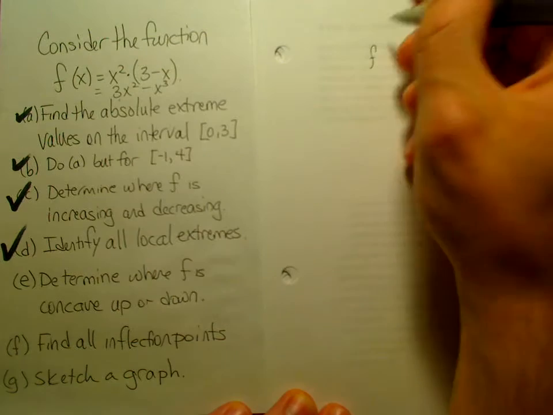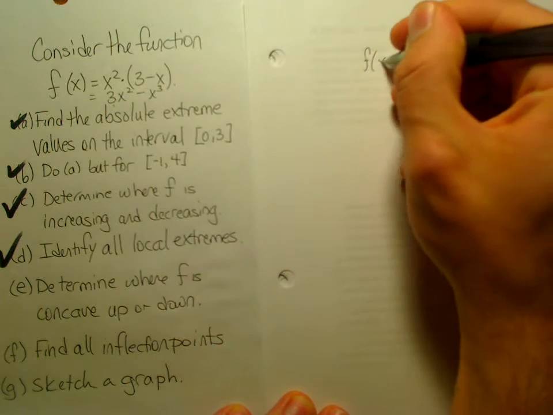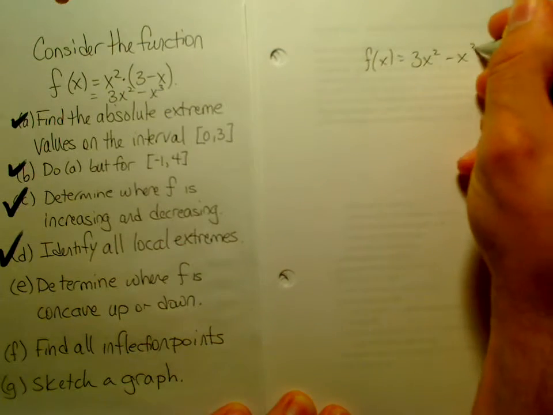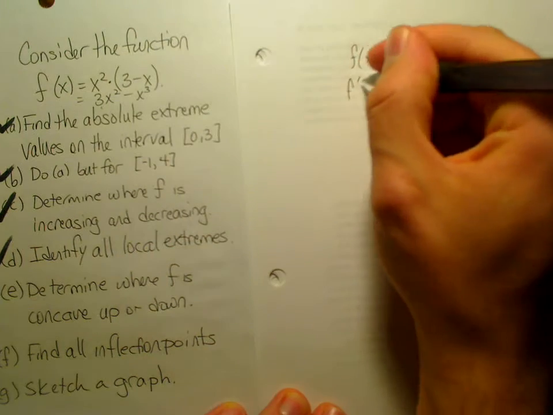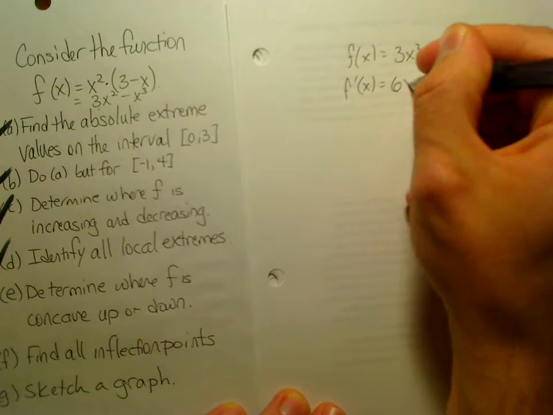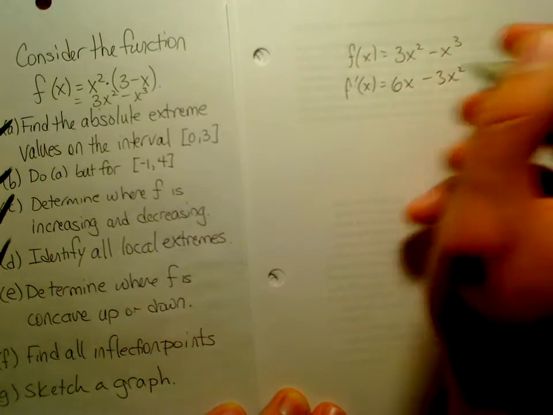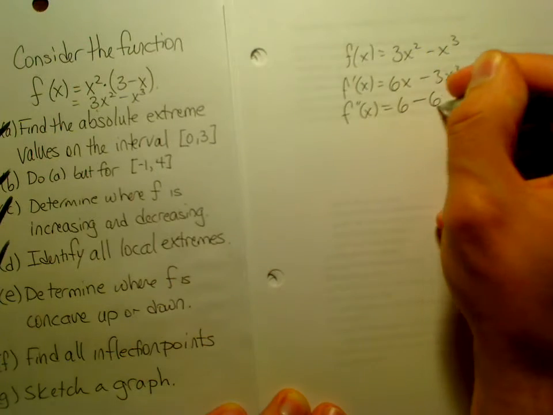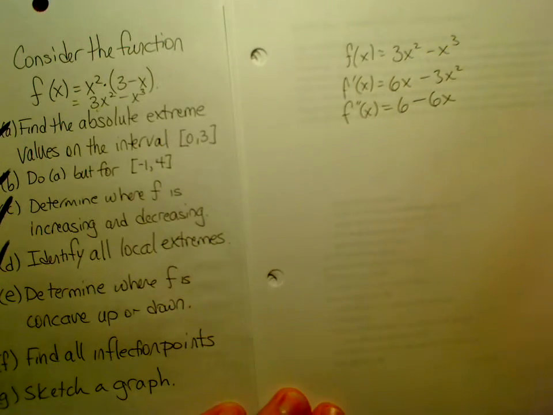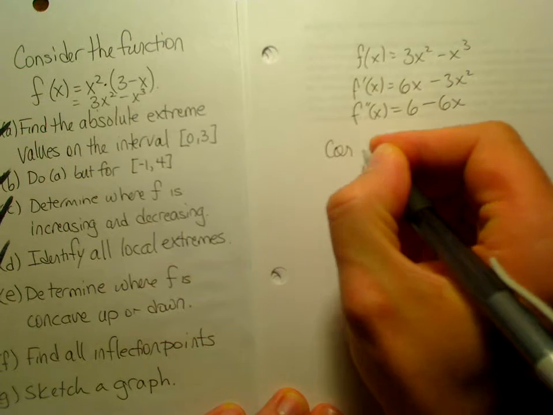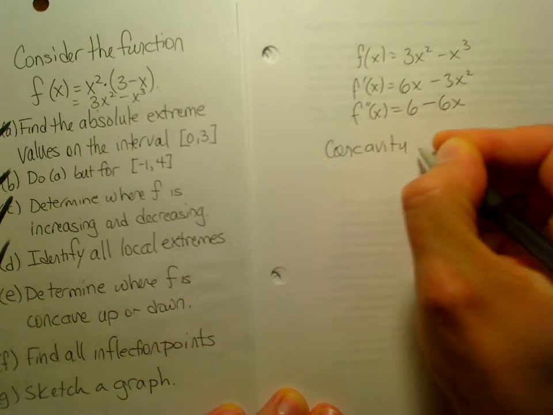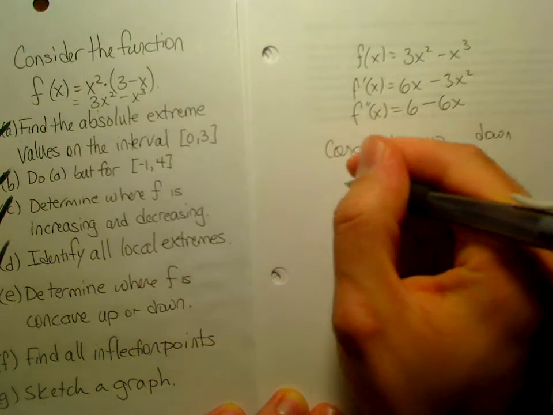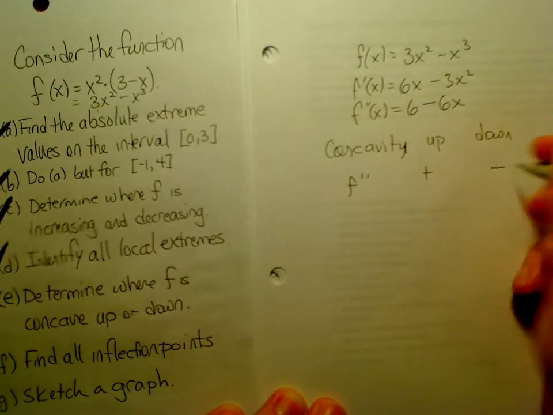Since we're talking about concavity, that's going to be about the second derivative. So let's just crank through here to get those other derivatives. There's my f of x. F prime of x is 6x minus 3x squared. My f double prime of x is 6 minus 6x. I wanted the concavity up and the concavity down is really about, is f double prime positive or negative?